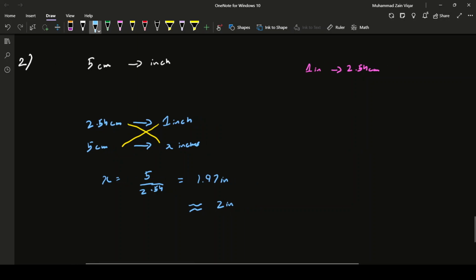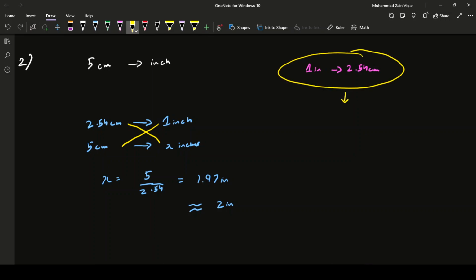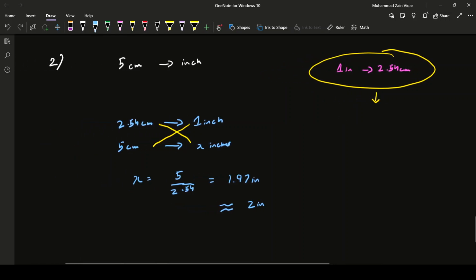Another method or trick could be to use this conversion factor I have with me and see how much 1 centimeter is equal to. So if I do this, I'd get 1 centimeter equals 1 divided by 2.54. Obviously I sent 2.54 to the other side, and 1 remained on that side. 1 over 2.54 inches gives me an answer of 0.394 inches, meaning 1 centimeter equals 0.394 inches.